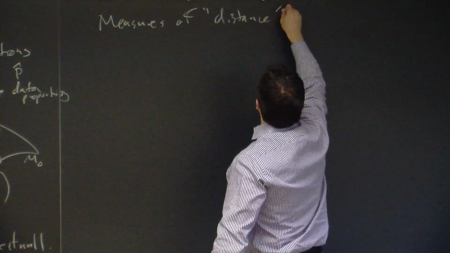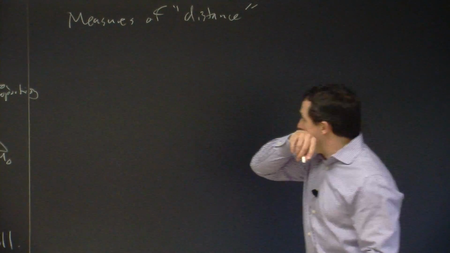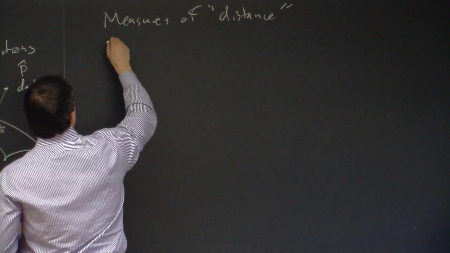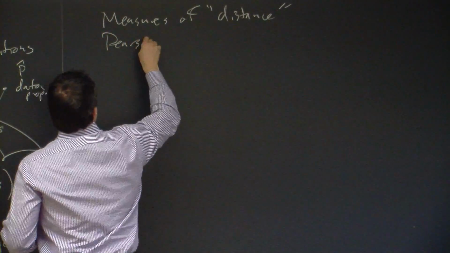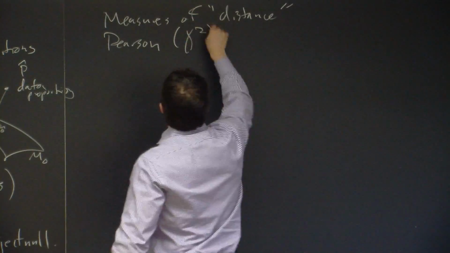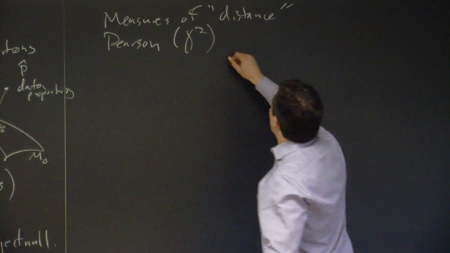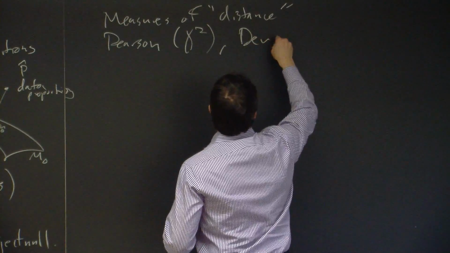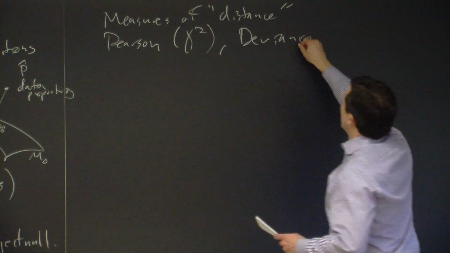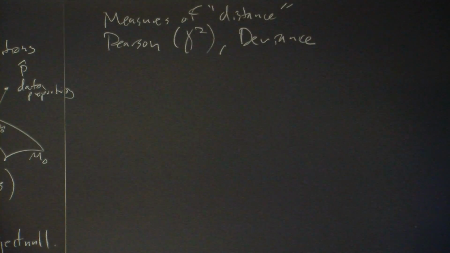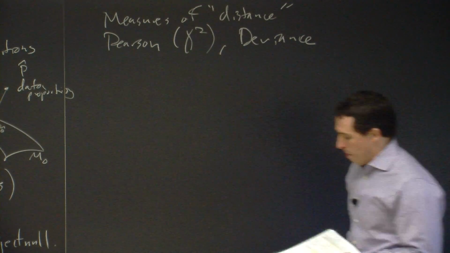Or ways to measure the distance between a model and the data, and they're called the Pearson statistic, which you may also have heard called the chi-squared test, and the deviance. They both have a chi-squared distribution, but they're calculated in a different way.